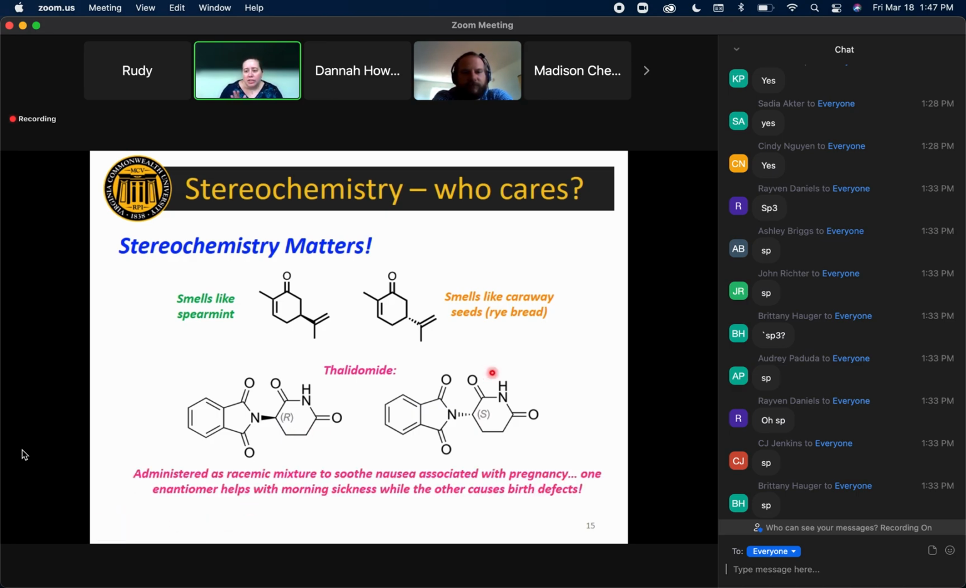So it was administered as a racemic mixture, and then it turns out that one of these enantiomers causes birth defects. And obviously that's tragic and terrible. But what it did was it made the scientific community, the medical community, the pharmaceutical community take stock and recognize that it is dangerous to not pay attention to stereochemistry, right?